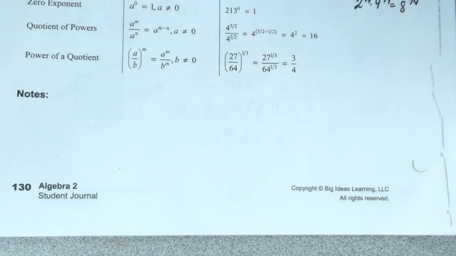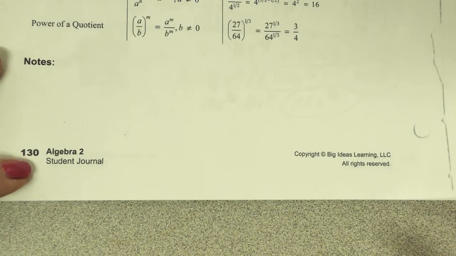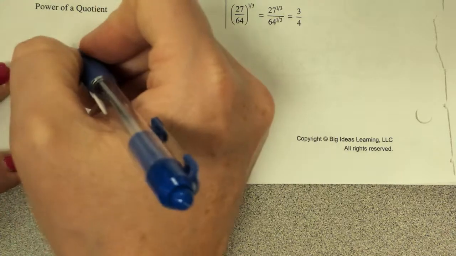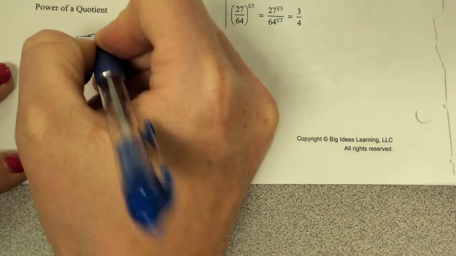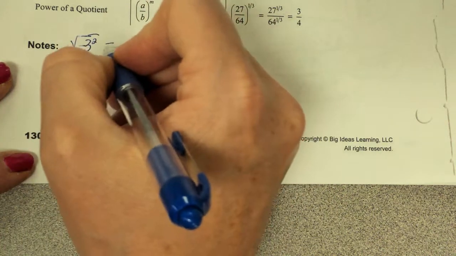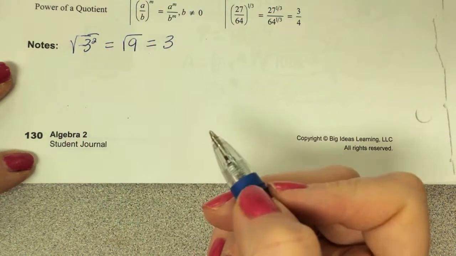All right, so we're looking at page 130 in our notes. This is also section 5.2. I want to revisit what we just talked about a minute ago as far as taking square roots. We had this problem in our warm-up: the square root of -3 squared. You square the -3, and that gives you +9, and then the square root of +9 is 3.